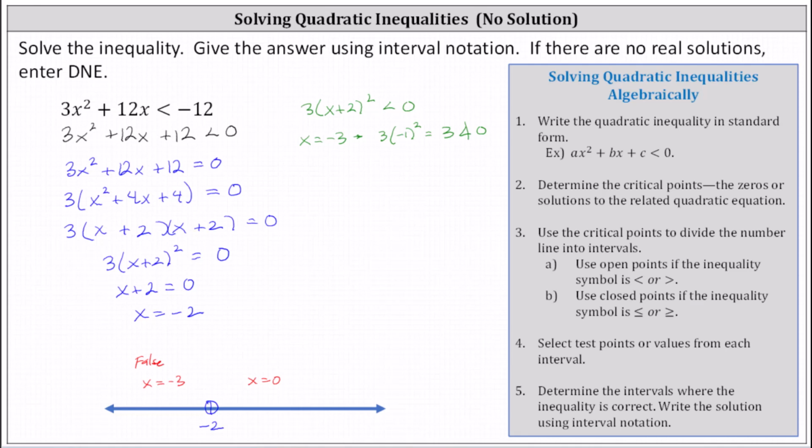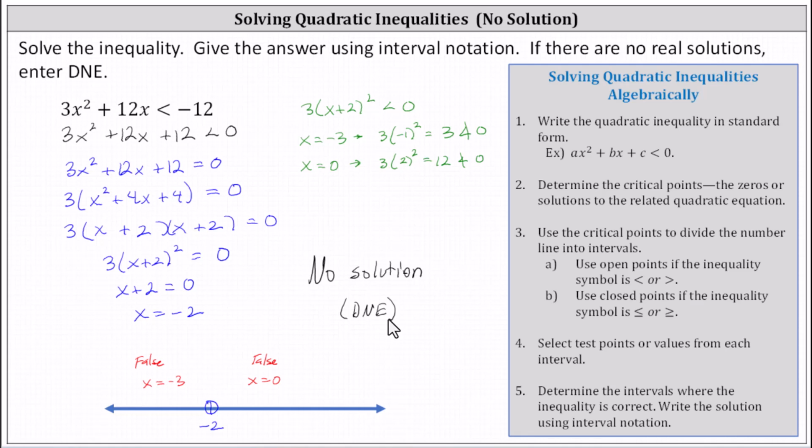And now we test x equals 0. When x is 0, we have 3 times the square of 0 plus 2, or the square of 2, which is 12. 12 is also not less than 0. So the right side is also false. So analyzing the number line, the interval on the left is false, the interval on the right is false, and we have an open point at x equals negative 2, meaning negative 2 does not satisfy the inequality, which indicates we have no solution. Which is, as the directions say in the homework system, we enter DNE.